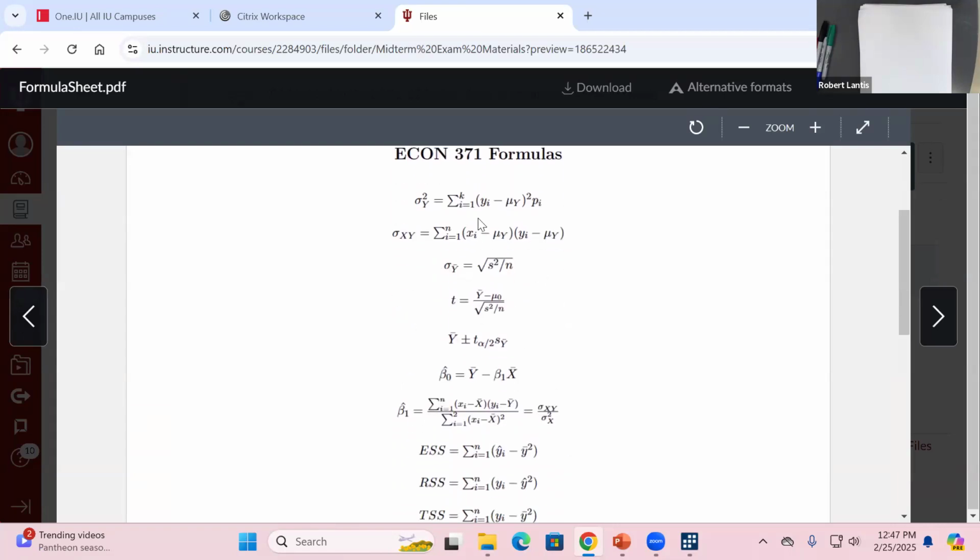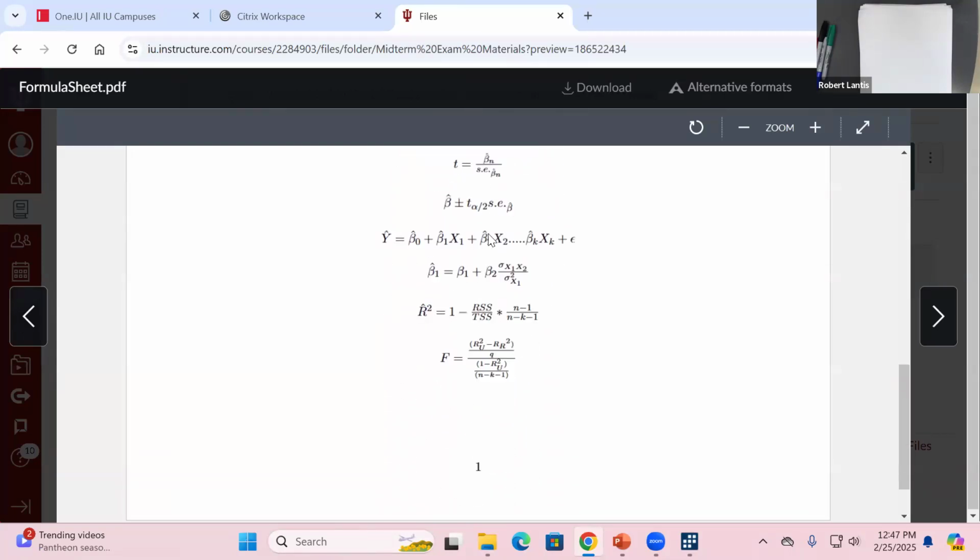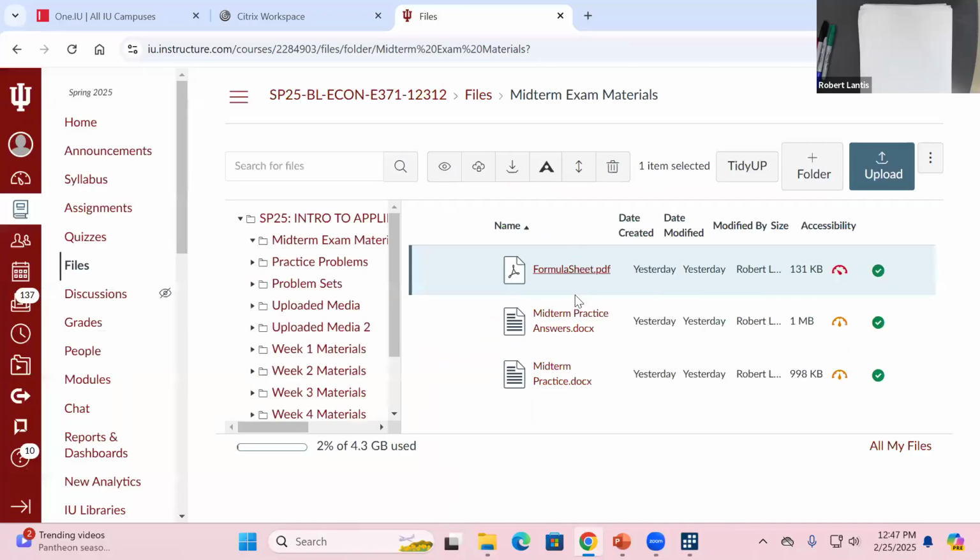Okay? So here's the formula sheet. It should have any formula that you would need to answer any question on the exam. You'll have this on the exam, okay? I'll start referencing this as we do some review, but you can see what it looks like on Canvas. You'll have that going into the exam.